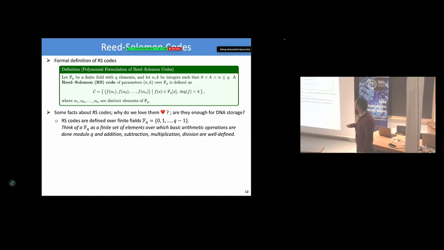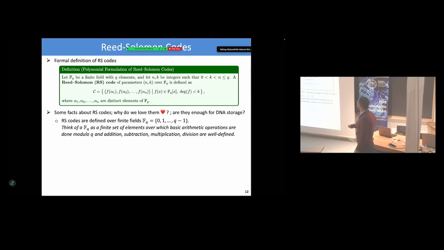So one thing I missed intentionally is that Reed-Solomon codes are defined over what we call finite fields. It's hard to explain finite fields right now, but you can think of it as a finite set of elements over which basic arithmetic operations are done modulo q, and addition, subtraction, multiplication, division are well defined. So all this computation I was explaining before, we do it over a finite alphabet. That's why I talked about the modular thing. So q is the number of elements I have in this set.